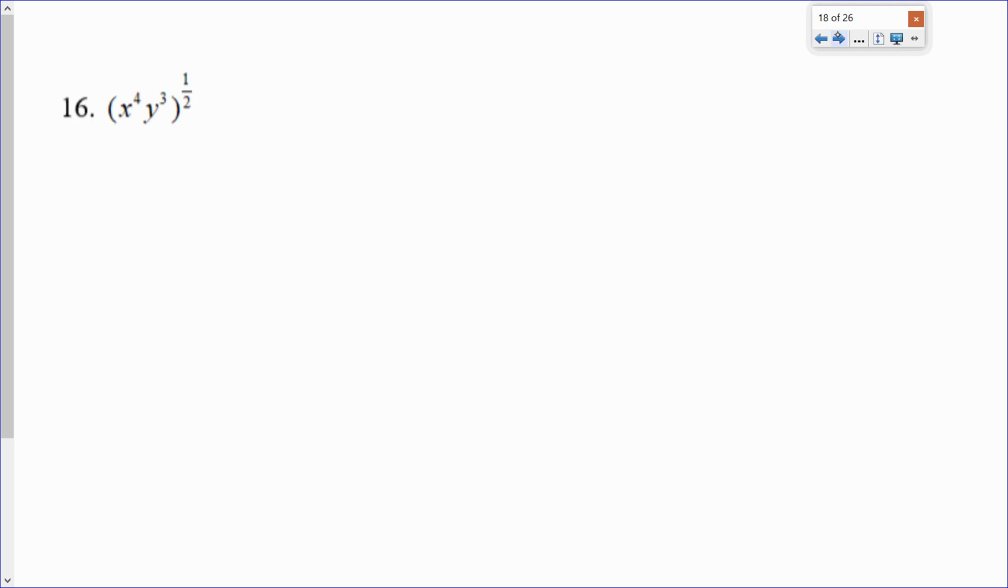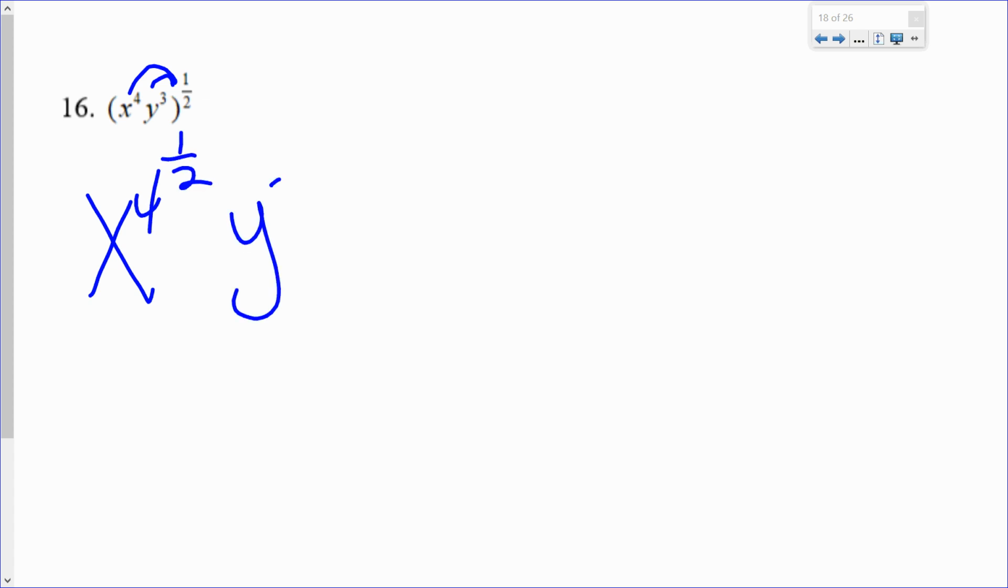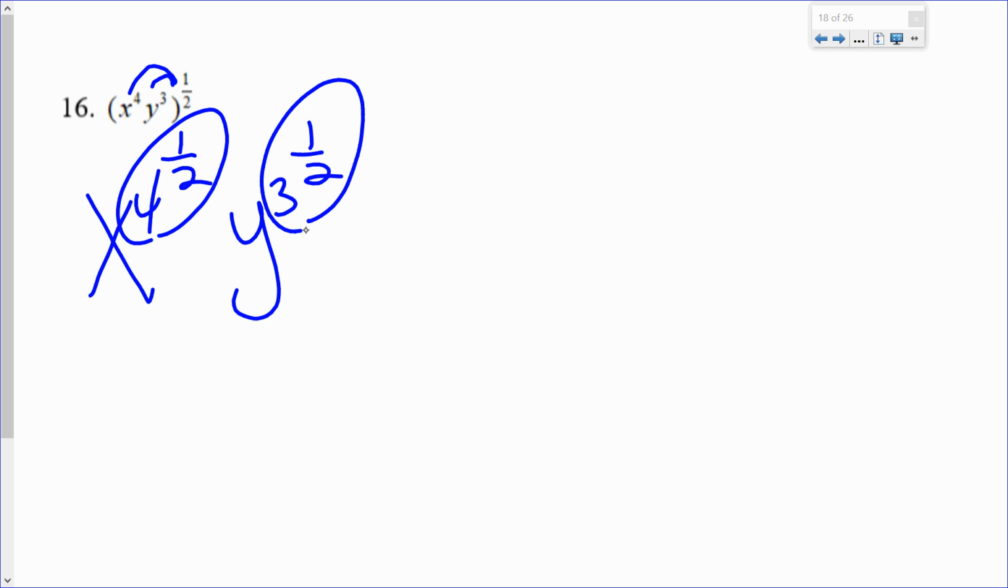Now, same thing here, but we're dealing with fractions. Let's just talk about how to multiply fractions in general. Let's just do it off to the side here. So I have my 1/2 power outside parentheses, so everything inside gets it. When I'm raising a power to a power, I'm multiplying the powers. So 4 times 1/2.